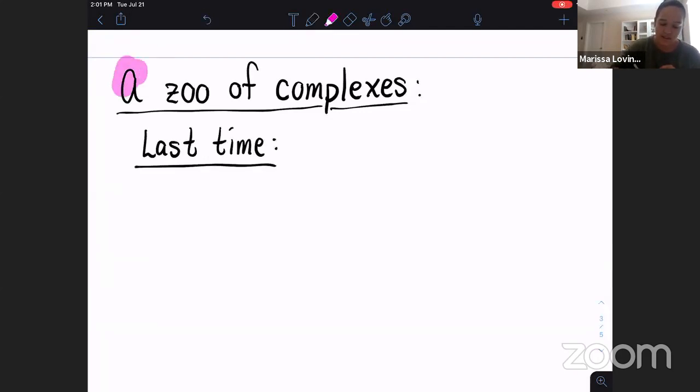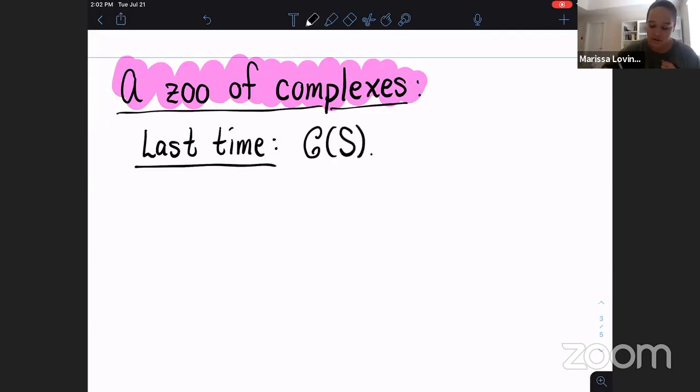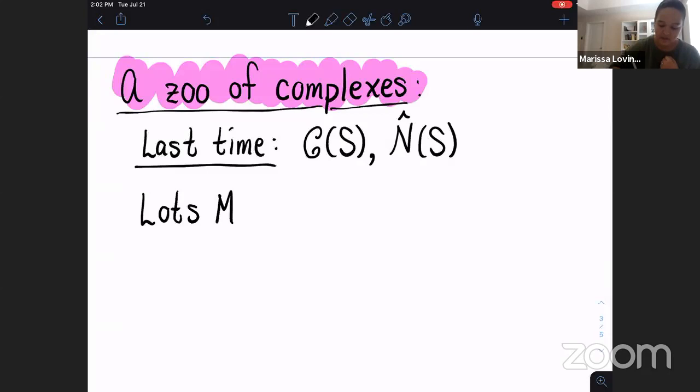I'm adopting Riley's beautiful highlighting technique for my slides. So last time we talked about the curve complex. We also mentioned the non-separating curve graph, where it's not quite the non-separating curve graph because instead of disjointness, we were having edges for intersection exactly once. Okay, but there's lots more than these.